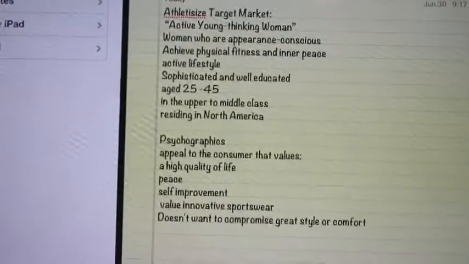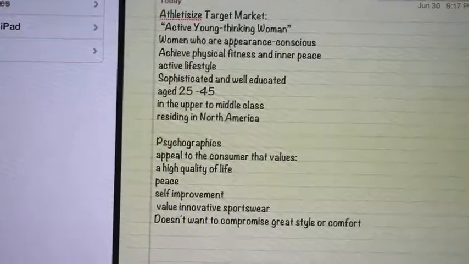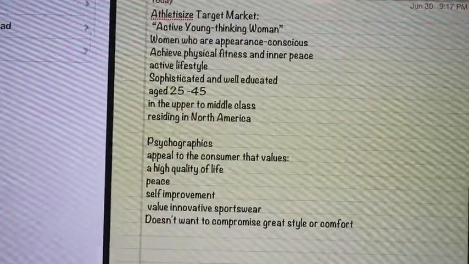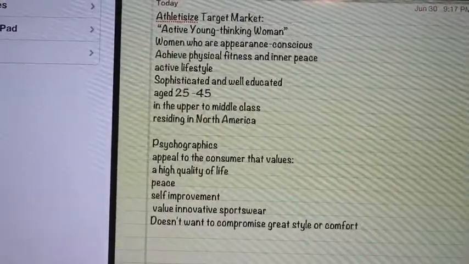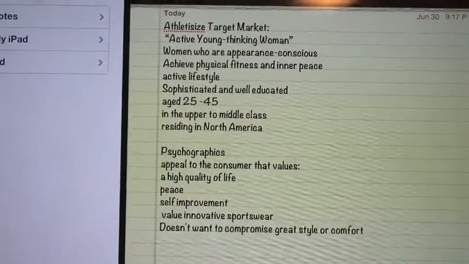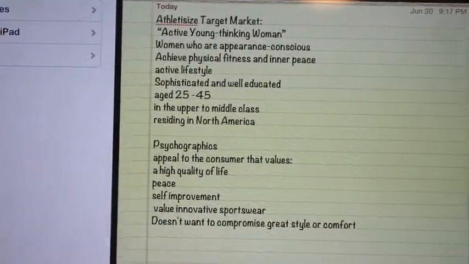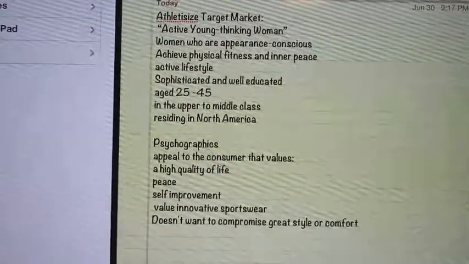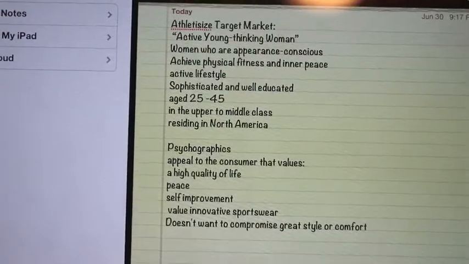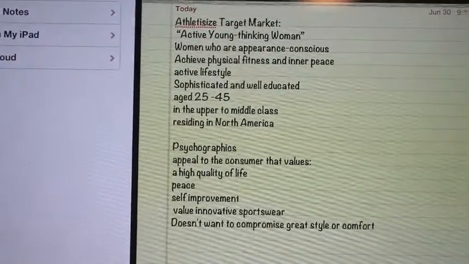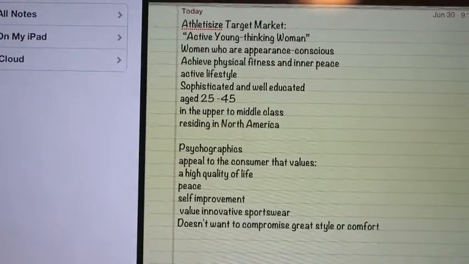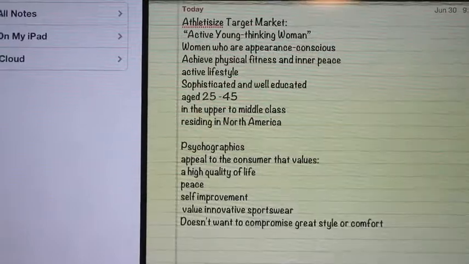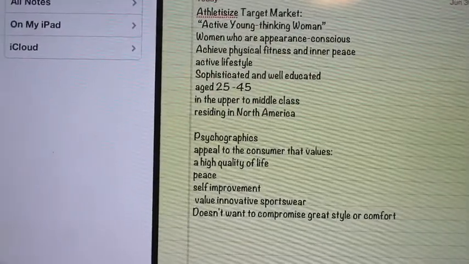Let's take a look at a sample target market that I put together for the company that I created, Athletize. We're basically targeting the active, young, thinking women who are appearance conscious. Their main goal is to achieve physical fitness and inner peace. They have an active lifestyle, but they're also sophisticated and well educated. Their age range is from 25 to 45 years old, in the upper middle class, and they will probably reside in North America, because that's where I am aware that I can reach them.